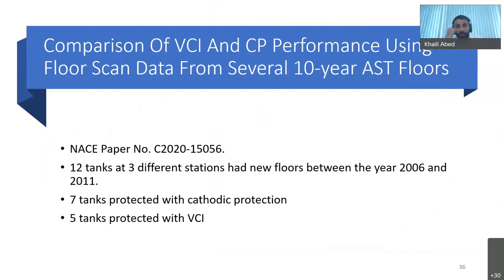A more comprehensive case study was done on 12 tanks. This is a NACE paper that shows a summary of a study done on 12 tanks. What's really special about the study is that all 12 tanks had new floors, so you have a clear baseline of the starting point. 5 of the 12 tanks were protected with vapor phase corrosion inhibitors, and 7 tanks were protected with cathodic protection.